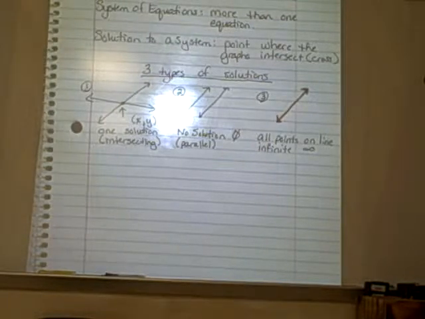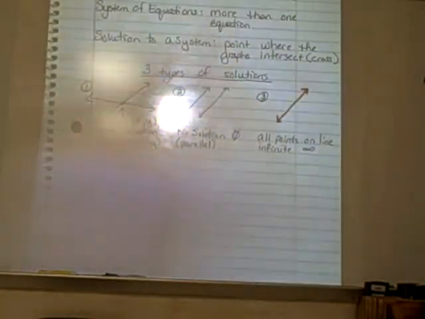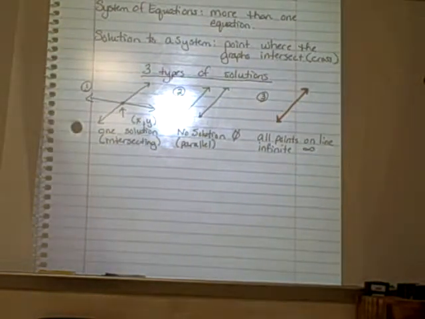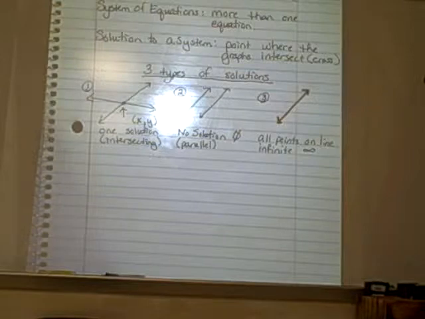On things like the STAR test, how many answer choices do you usually choose from? 4. How many possible types of solutions did I just list? 3. So they've got to figure out some other random answer to throw at you. They almost always put 2. They'll ask you a question, how many solutions does this system have? And they'll list 1, none, infinitely many, or 2. And a lot of times students go, oh, there's 2 equations, there's 2 answers. And they pick 2. And it makes me want to thump them in the head when I hear them say something like that.